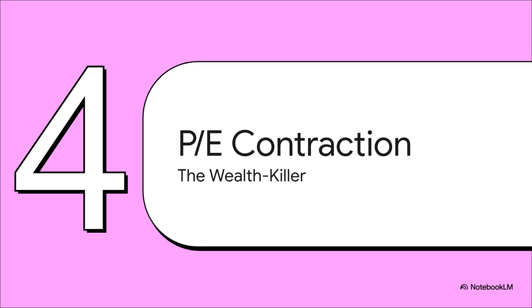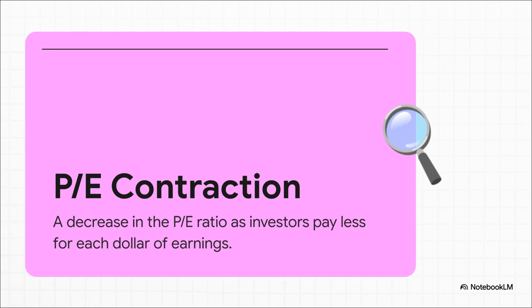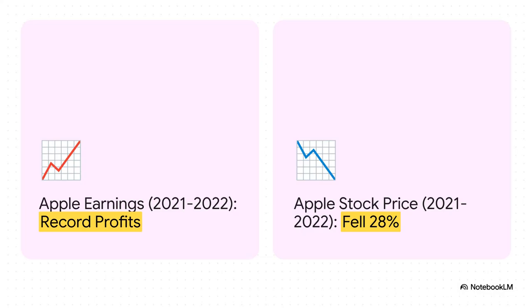And that brings us to the dark side of our little formula, the really dangerous, wealth-killing trap of PE contraction. PE contraction is the exact opposite, right? It's when the market mood sours and investors suddenly decide they're willing to pay less for each dollar of profit. And here's the brutal truth. This can happen even when a company is doing everything right. Just look at what happened a couple of years ago. Between late 2021 and the middle of 2022, Apple was posting record profits. I mean, the business was an absolute machine. And yet, the stock price fell almost 30%. How is that even possible?